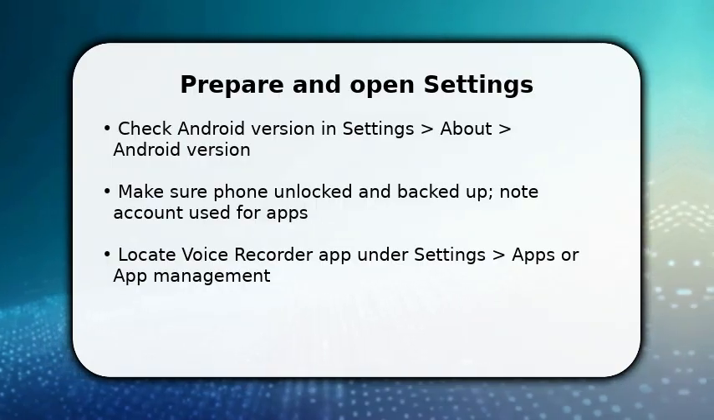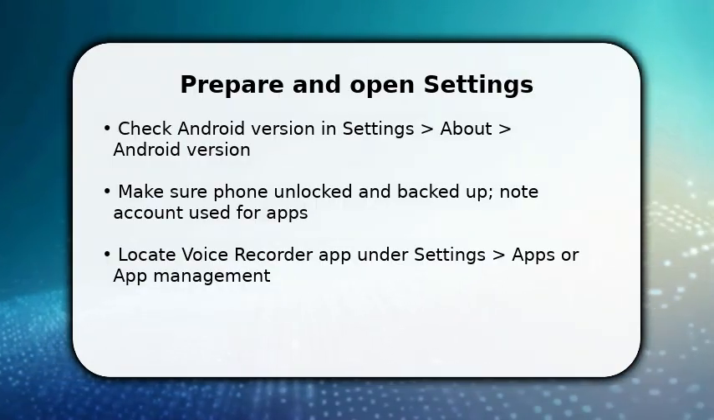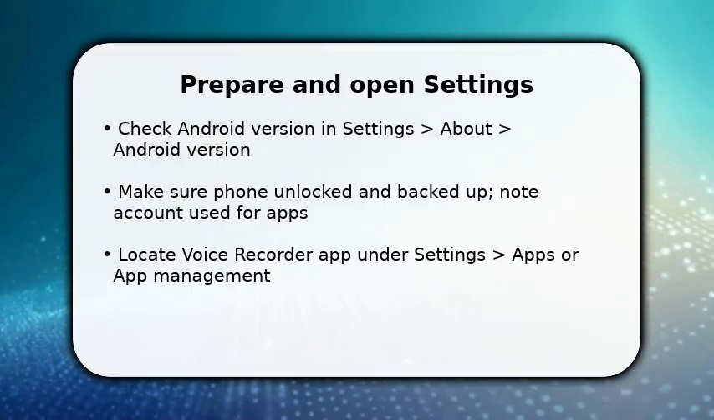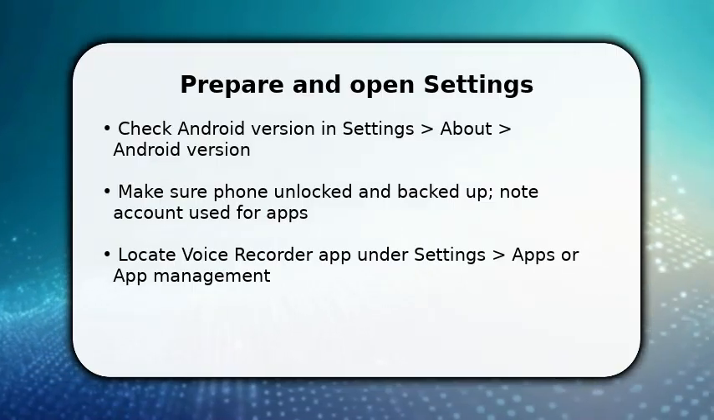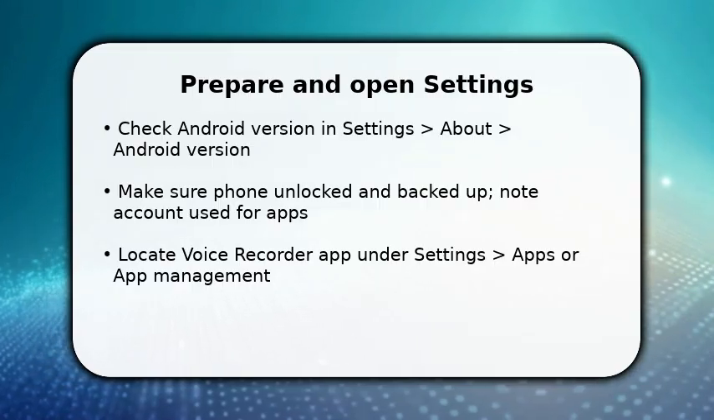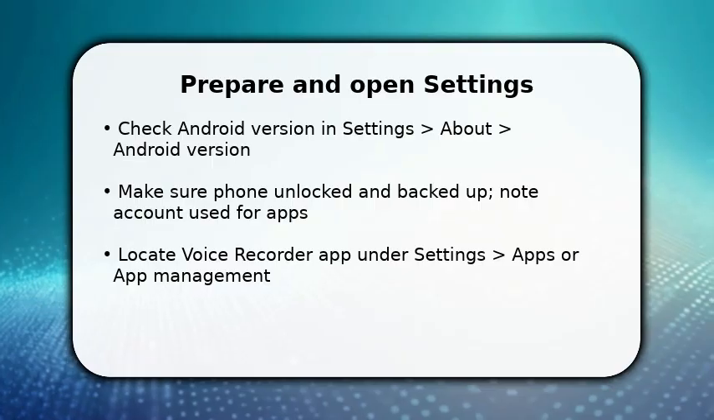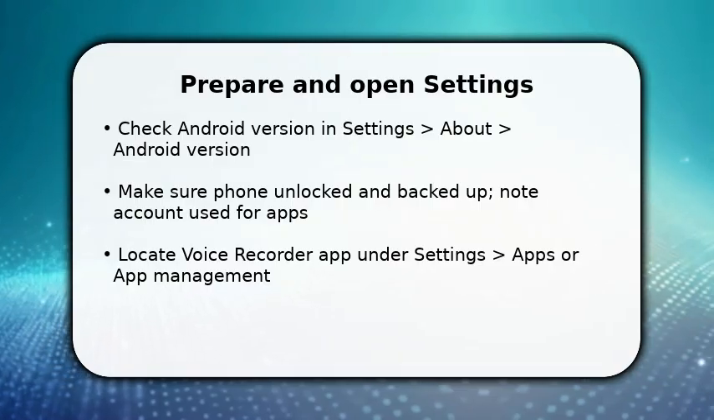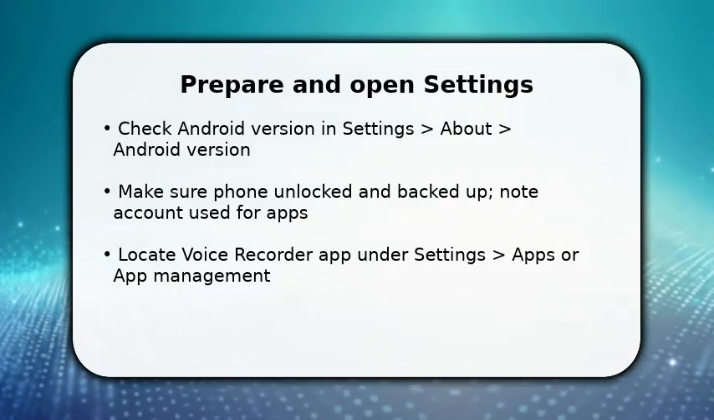Now go straight to Settings and tap Apps or App Management to list installed apps. Once there, scroll or use Search to find Voice Recorder. This avoids deleting the wrong app. Make sure you're not in a restricted profile. The goal here is to reach the app info screen so you can see storage, permissions, and uninstall options.